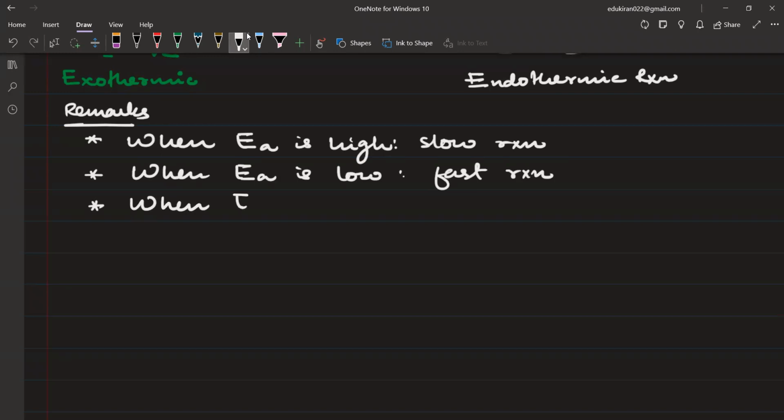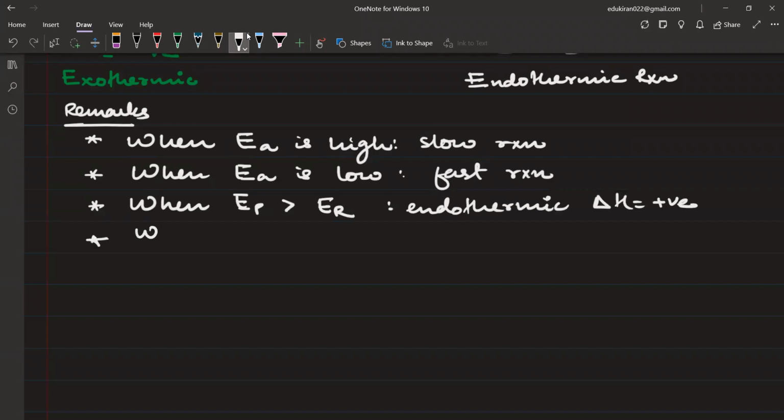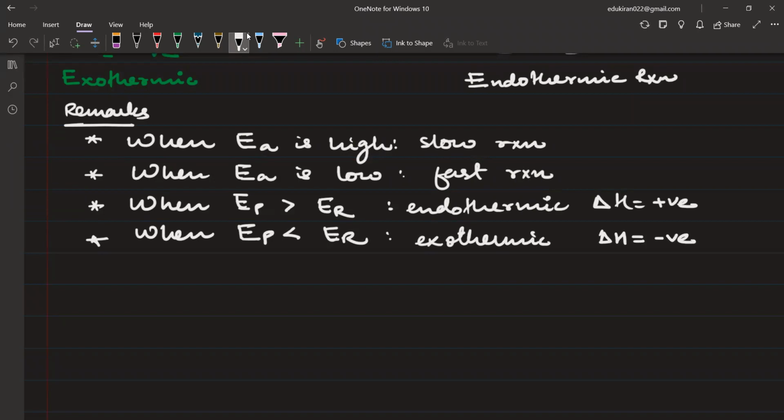When the energy of the product is greater than the energy of the reactant, the reaction is going to be endothermic. That means delta H is going to be positive. When the energy of the product is less than the energy of the reactant, it is going to be exothermic. Delta H is going to be negative. Okay, right, next.